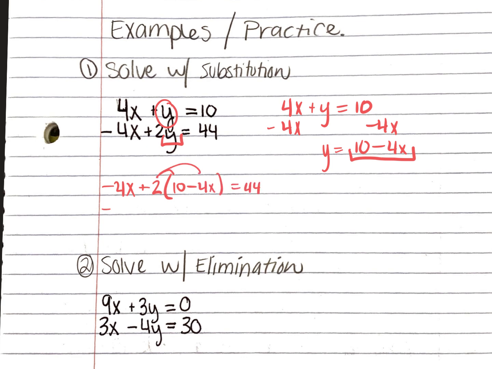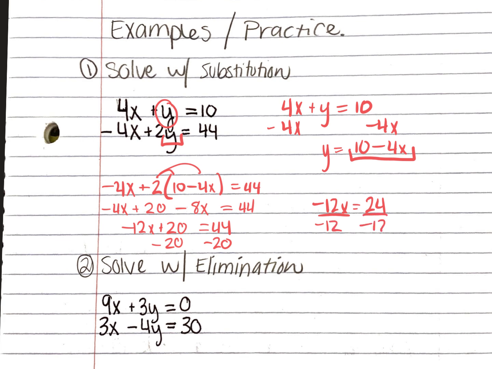Distribute. Combine like terms. Subtract the 20. So negative 12x is 24. Then divide by negative 12. So x is negative 2.